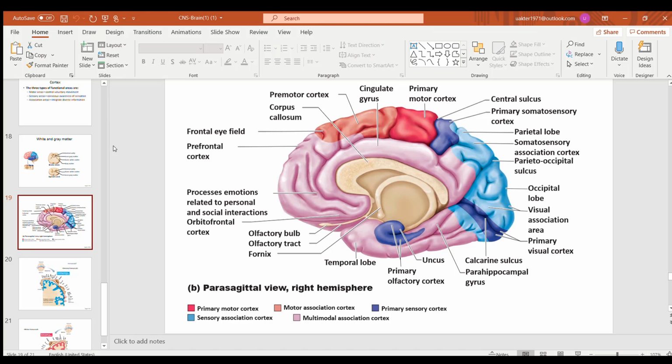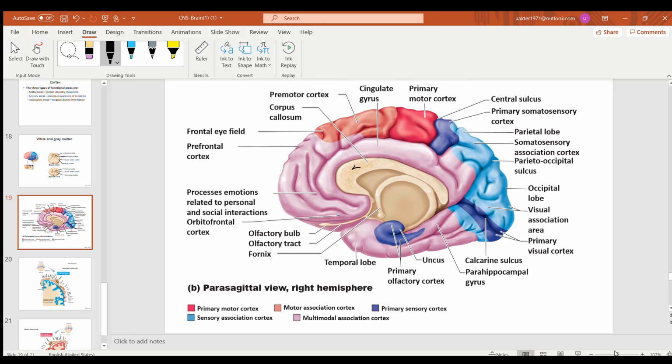This structure, which is located above the lateral ventricle, this is the lateral ventricle, and this structure is like a band filled with many fibers, and these fibers are going from one hemisphere to the other. So both hemispheres are talking to each other through the fibers passing through the corpus callosum.